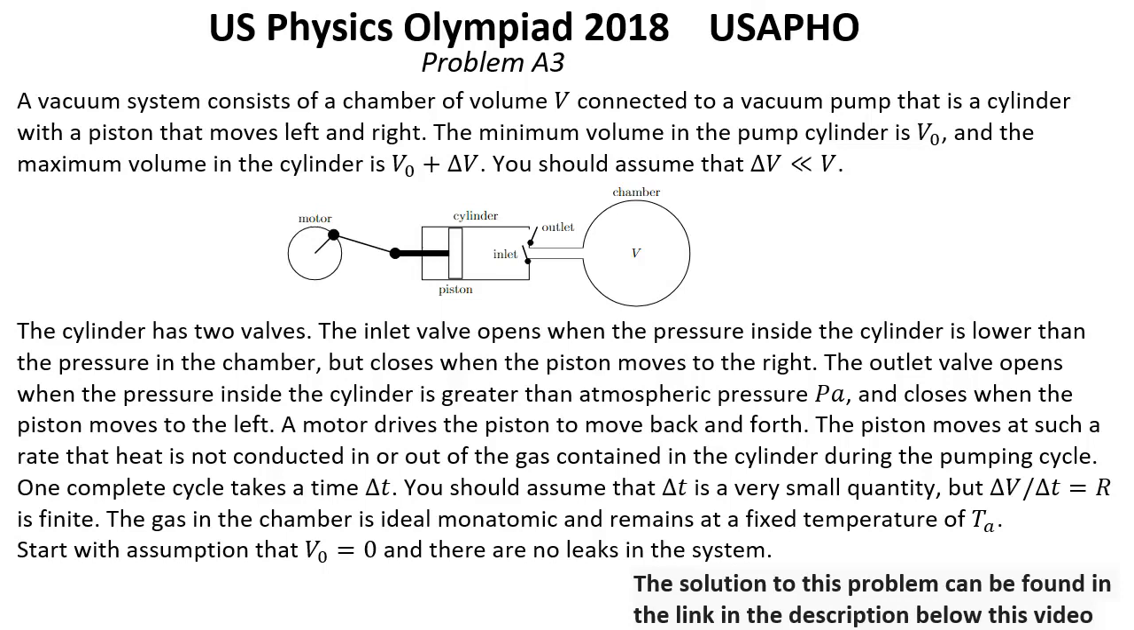One complete cycle takes time delta t. You should assume that delta t is a very small quantity, but delta V over delta t equals r is finite. The gas in the chamber is ideal monatomic and remains at a fixed temperature of TA. Start with the assumption that V0 equals 0 and there are no leaks in the system.